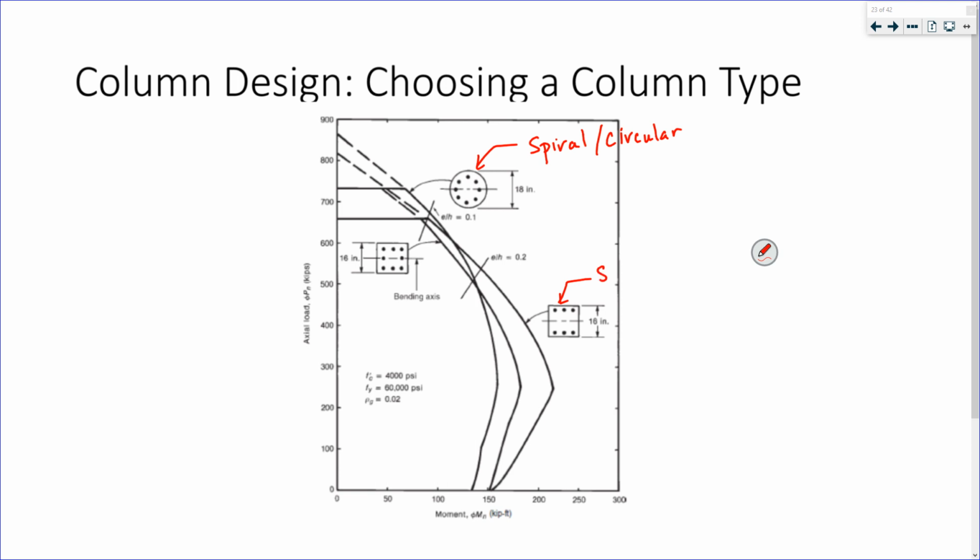These are both squares, but square with reinforcement on 2 sides, on 2 faces, or put down there a square with reinforcement on 4 faces.